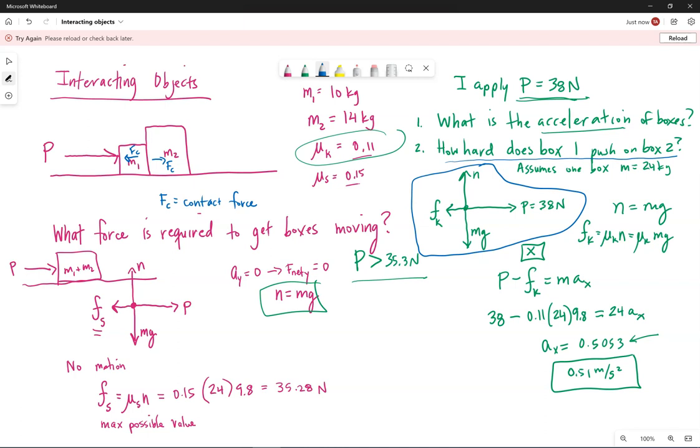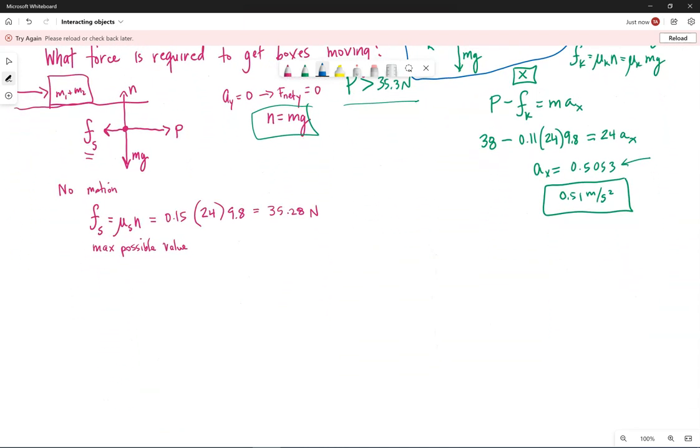In order to answer questions that ask anything about the forces of interaction, we end up needing to draw free body diagrams for the objects individually. Okay, so what I mean by that is we're going to come down and draw a free body diagram for just box 1. So here, let me do this rough sketch again. M1, M2, this push. We said M1 was 10, M2 was 14, mu K was 0.11, mu S was 0.15.